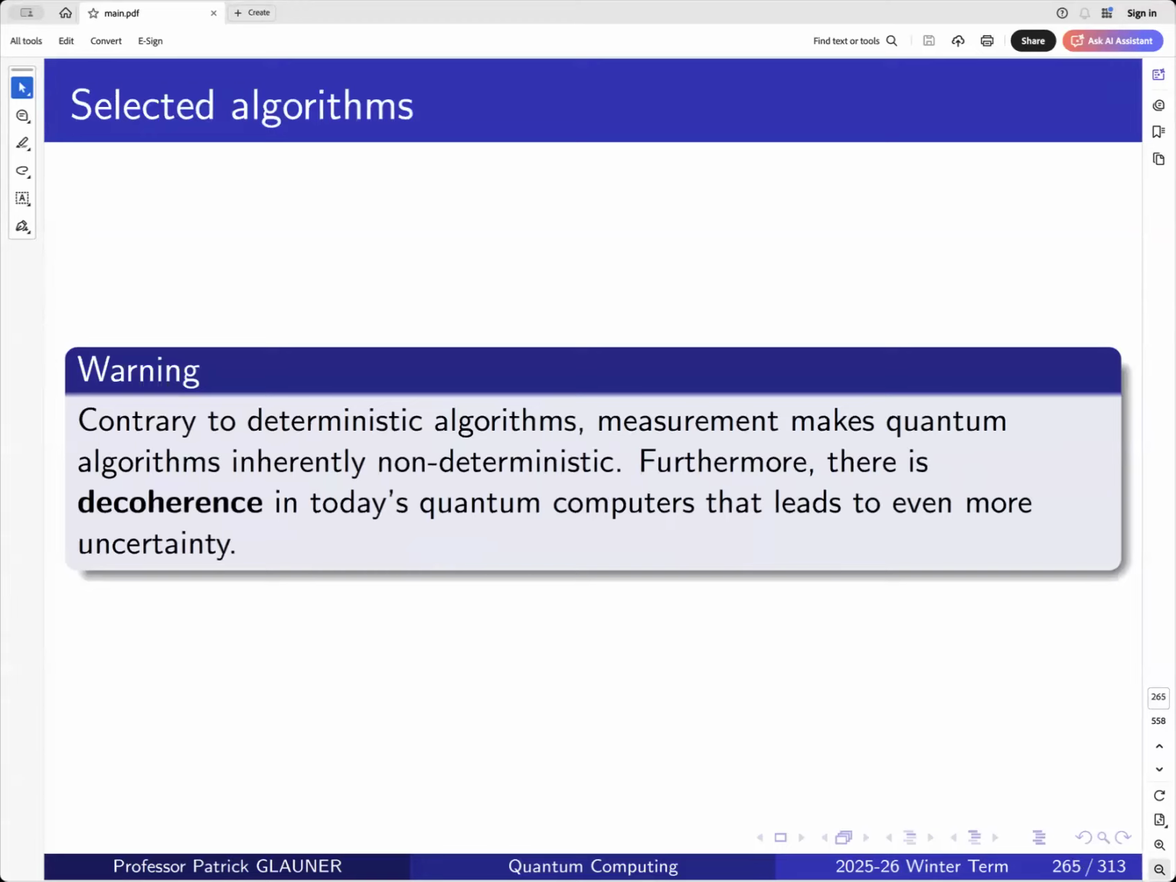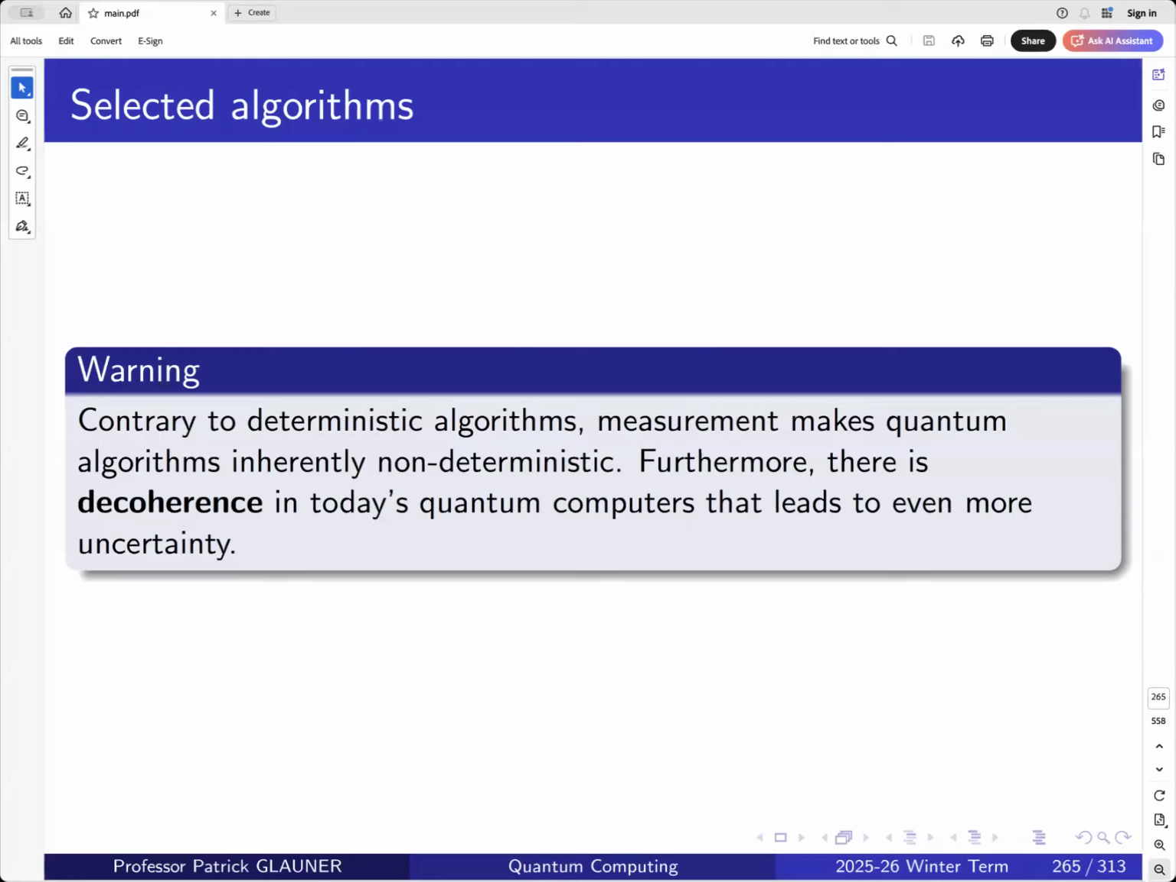Overall, when you look at quantum computing, I've said this a few times in this course, but I just want to emphasize it. We deal with an inherently non-deterministic environment because we have the measurement, which is non-deterministic. So we run the same experiment multiple times, we get different outputs. Plus we have decoherence in real quantum computers, at least in the ones we have today, which adds even more uncertainty. We will also see more decoherence next week when we look in the course at concrete quantum computer architectures.